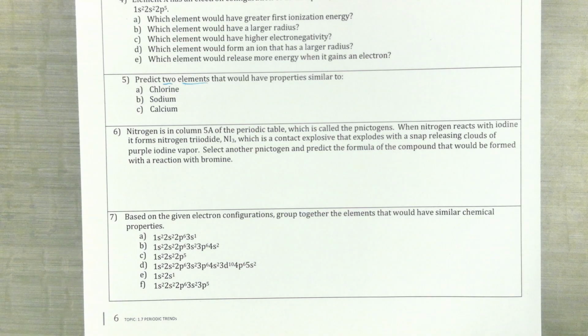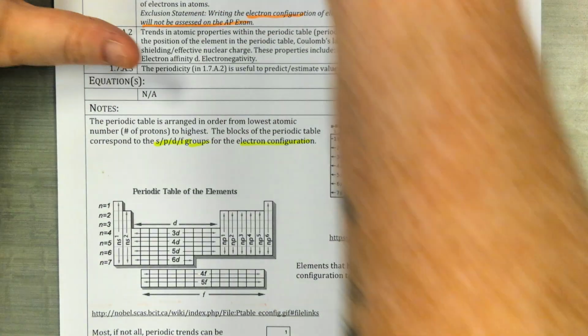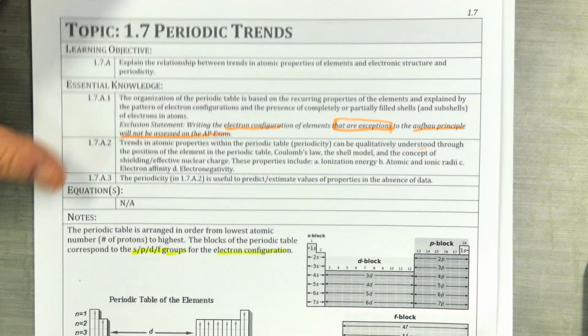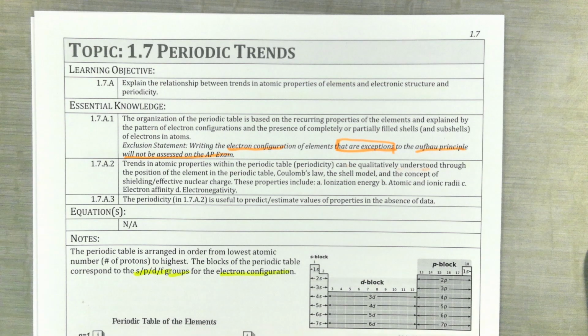All right, so that is your topic 1.7, periodic trends. And make sure you've got your notes and use your notes to answer the questions, and I will see you in class.